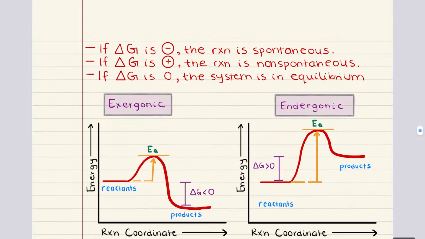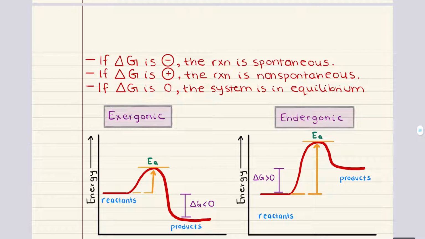That means that the sign of delta G tells us the spontaneity of a reaction. If delta G is negative, then the reaction is spontaneous. If delta G is positive, then the reaction is non-spontaneous. And if delta G is equal to 0, then the system is in equilibrium.